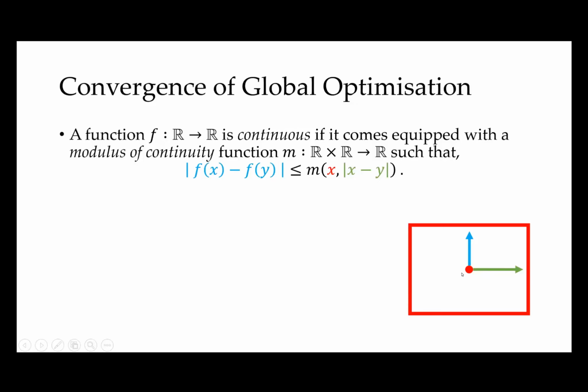So we take the center of the interval, we take half the width of the interval, and then what we get is a maximum of the height of the interval, half the height of the interval. And this is what allows us to do this bounding process. If we have this modulus of continuity, we can perform this bounding process.